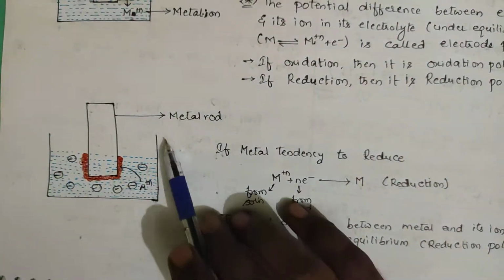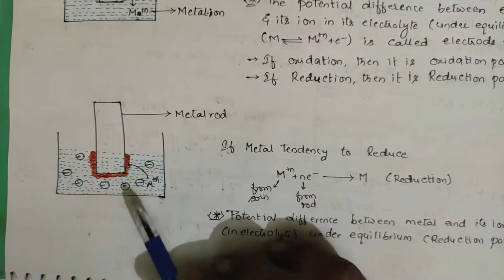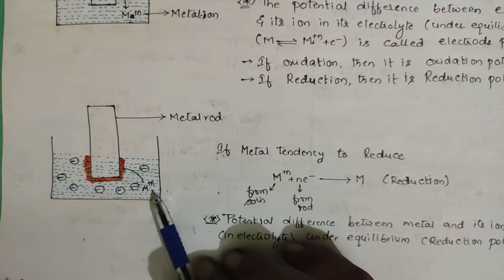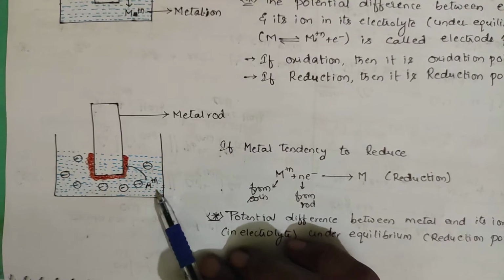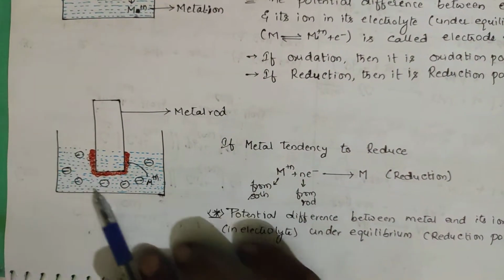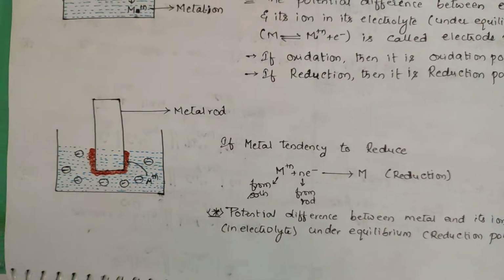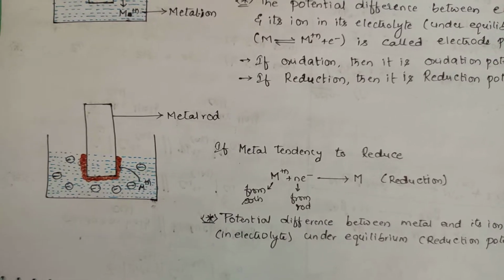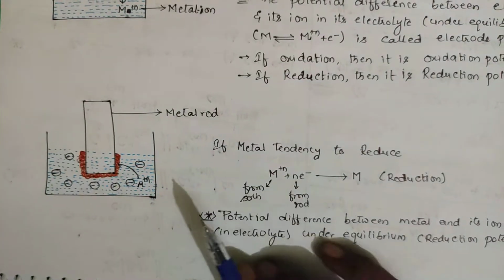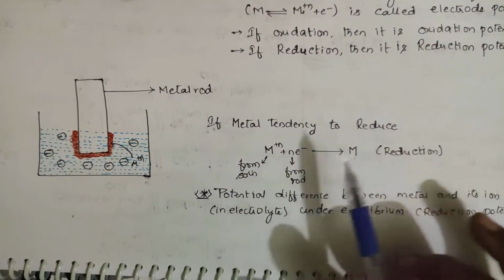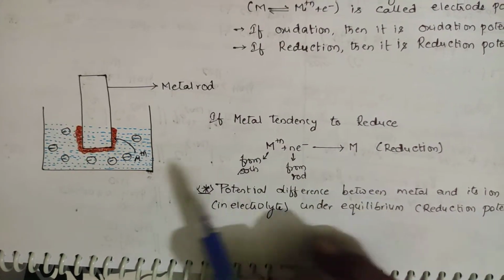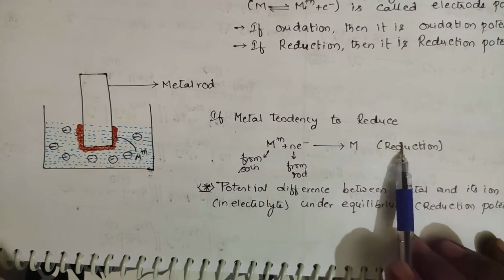So I am taking a container, you are taking a rod, and with solution, what is happening? Suppose let me take a copper rod with copper sulfate. Copper plus 2 comes and deposits on the rod. So more sulfate will be present, which means the solution has more negative ions. Now what happens? If the metal has a tendency to reduce, it is taking particles from the solution. So M plus n, plus n electrons, will be converted to metal, which means it is undergoing reduction.